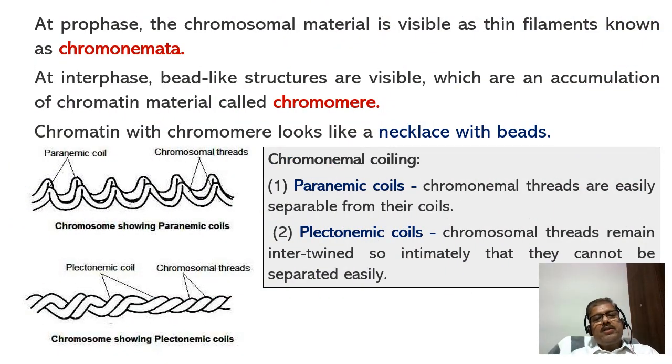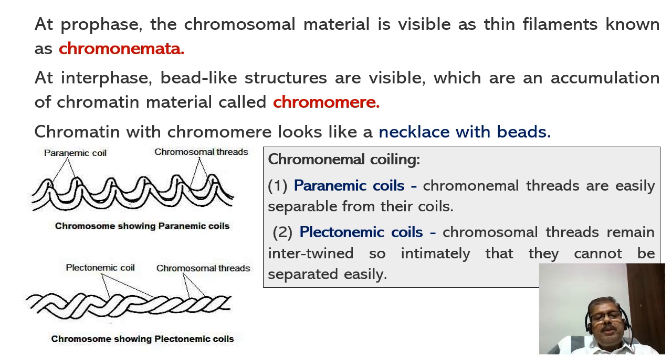At prophase, the chromosomal material is visible as thin filaments and they are known as chromonemata. At interphase, bead-like structures are visible, which are an accumulation of chromatin material and is known as chromomere. Chromatin with chromomere looks like a necklace with beads.